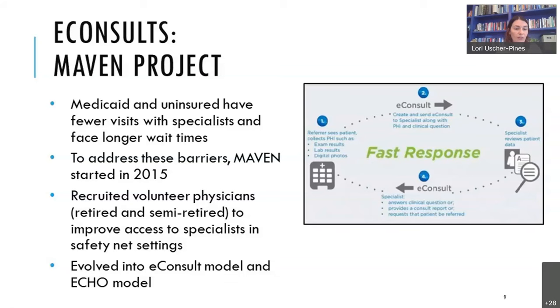So these programs have a number of benefits, and I'll talk about that in a couple slides. But I want to talk about one particular project that uses e-consults, and that's the Maven project. The Maven project started in 2015, recognizing these barriers to timely visits with specialists in rural communities and among low-income patients. And what Maven did is it recruited volunteer physicians, including retired and semi-retired physicians, to serve safety net settings like federally qualified health centers and free clinics.